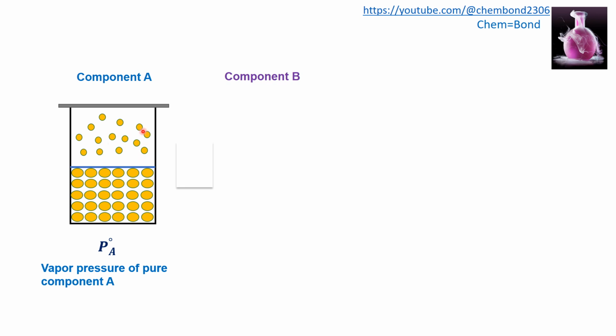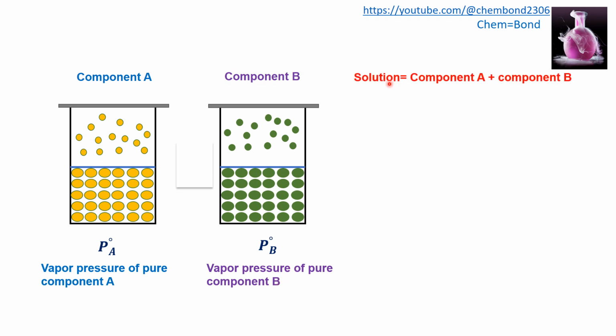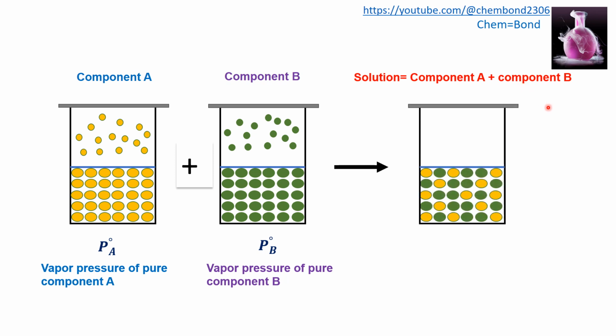Because here the pure component is present in this closed container. In case of component B, we will take another liquid B and the vapors that are formed from B, the vapor pressure exerted by these vapors is represented by P naught B. So here P naught B represents the vapor pressure of pure component B. Now we will form a solution by the mixing of component A and component B. So we will mix component A and component B and we will have a solution.